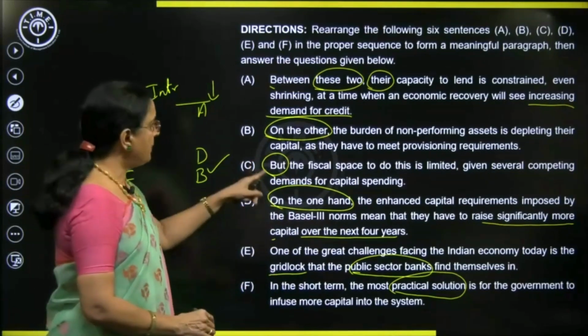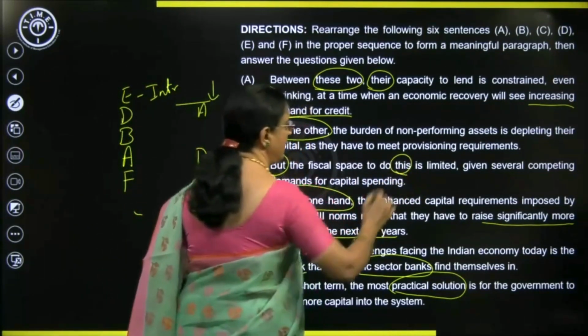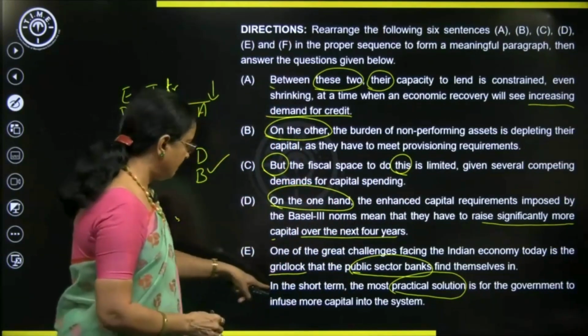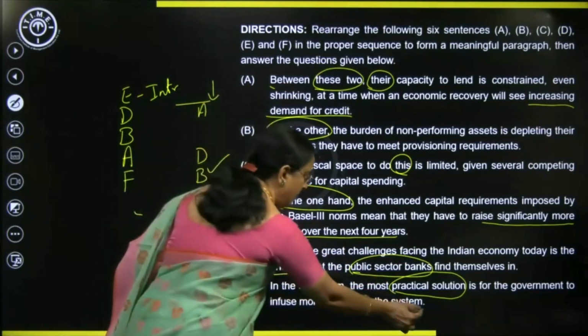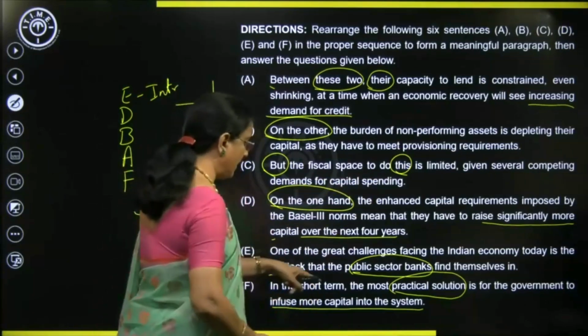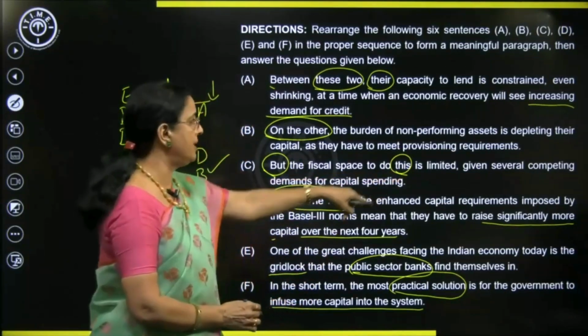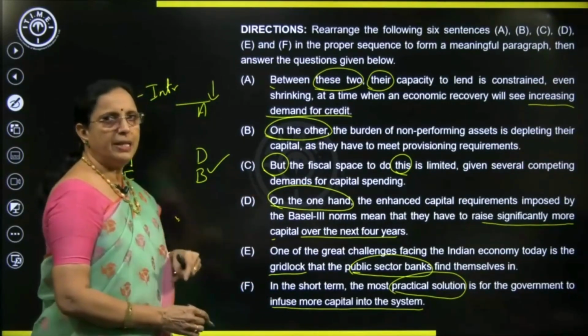What is that? The fiscal space to do this is limited. What is this again? To do this is limited. This is what? Infuse more capital into the system. You get it? This is connecting to this. Infuse more capital into the system. This is limited, given several competing demands for capital spending.